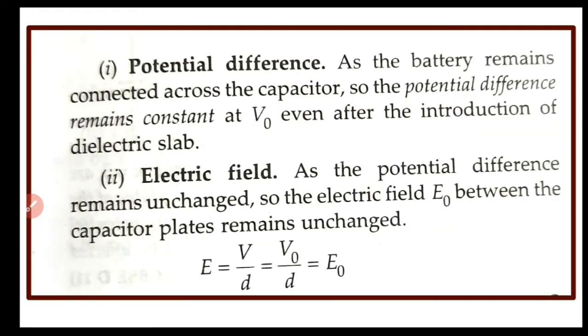Now when the dielectric slab is inserted, keeping the battery connected, as the battery remains connected, potential difference remains constant. Even after the introduction of the dielectric slab, potential difference remains constant as V0. Why? The reason is the battery is remaining connected. Now the electric field: as the potential difference remains unchanged, what about the electric field? Electric field also remains unchanged. Even if the dielectric slab is inserted, the electric field remains unchanged.